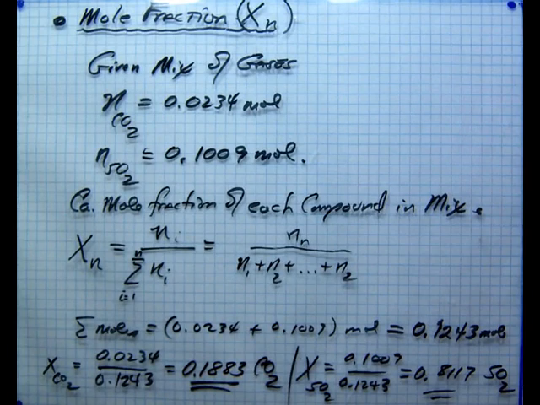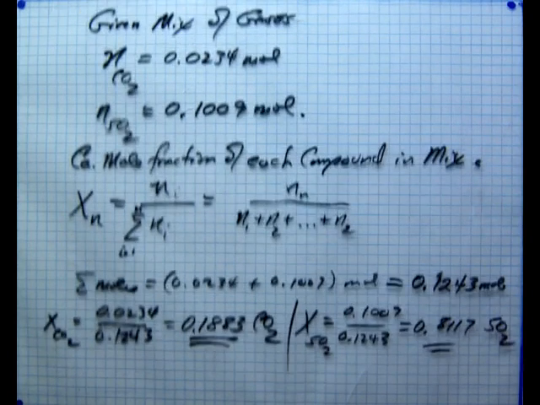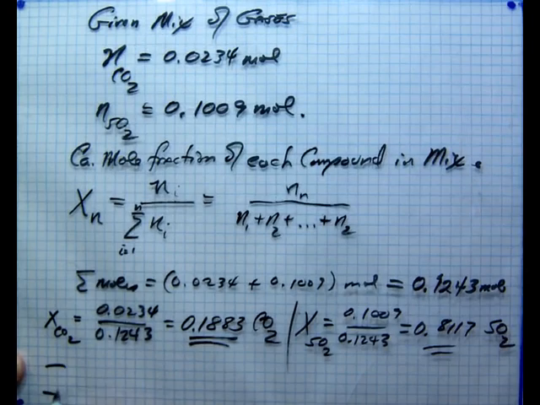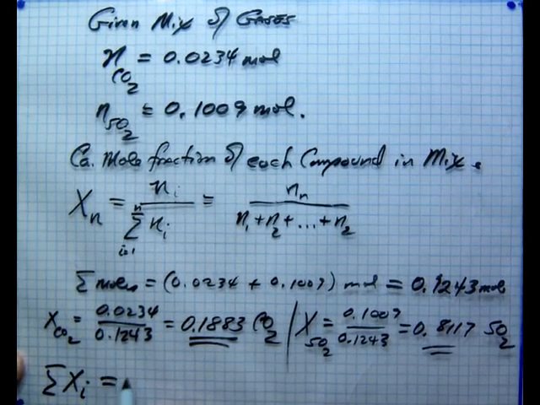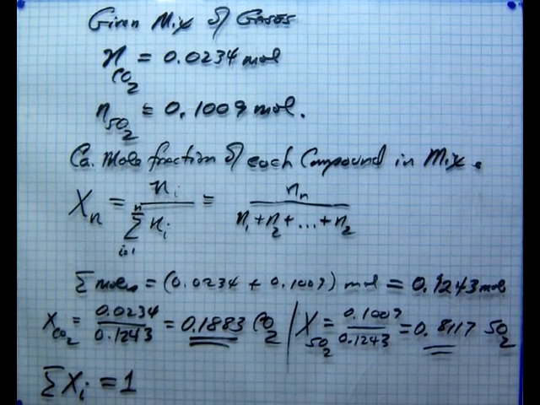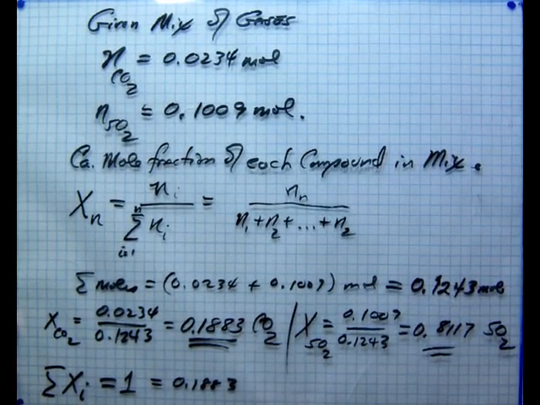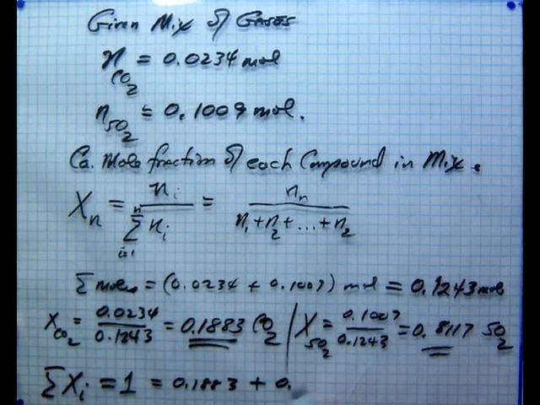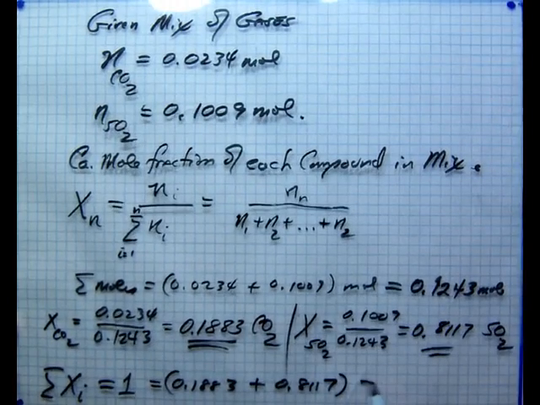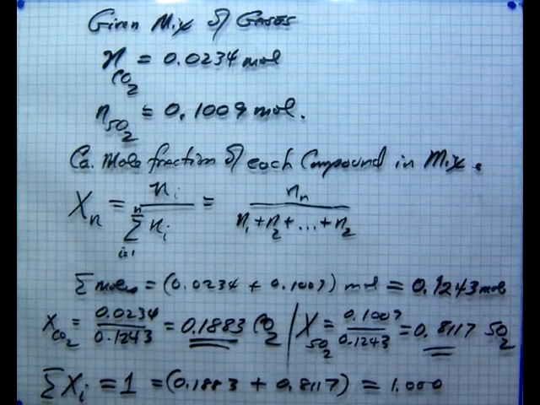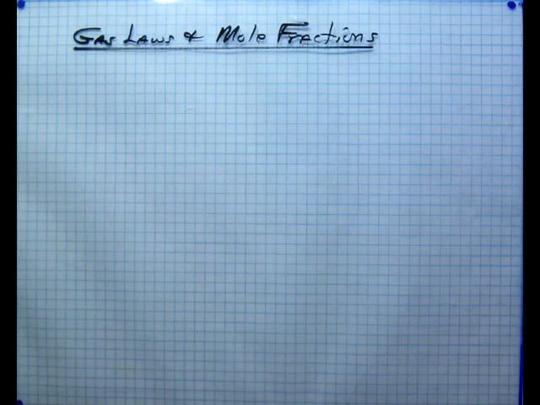Now, one way to check this work is that the sum of all your mole fractions always equals 1. It's like all your percentages: parts of a total add up to 100%. Since we're not multiplying by 100, it all adds up to 1. So 0.1883 for the CO2 plus 0.8117, we add that up and we get 1.000. That confirms the accuracy of your calculation.